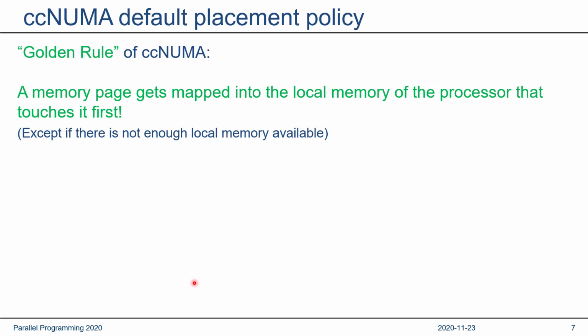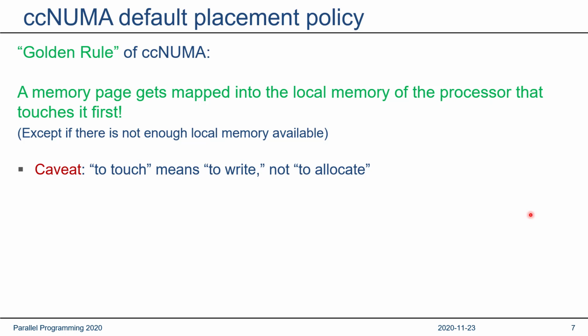And for that, we need something that we call the golden rule of ccNUMA. A memory page gets mapped into the local memory of the processor that touches it first, except that there's not enough local memory available. So this is something that's extremely important. It's observed by all modern operating systems, including Windows, so you can pretty much rely on that. There's one caveat. If I'm talking about touching memory pages, we mean writing to it, not allocating these pages.